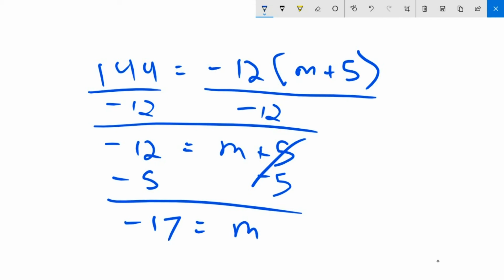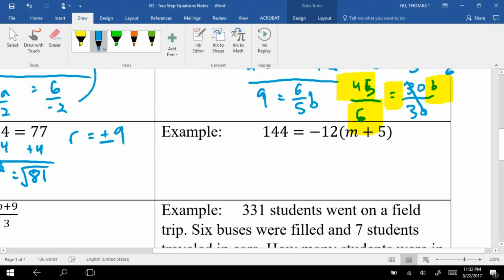So don't use the distributive property if you don't need to, okay, guys? Do not do that if you don't need to. So we solved it. The answer was m equals negative 17.